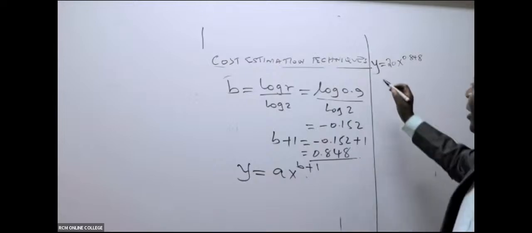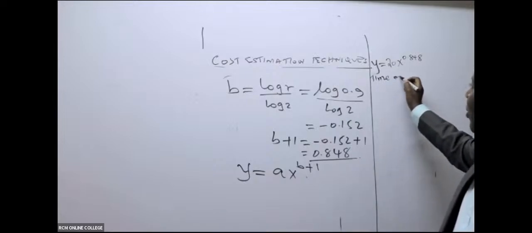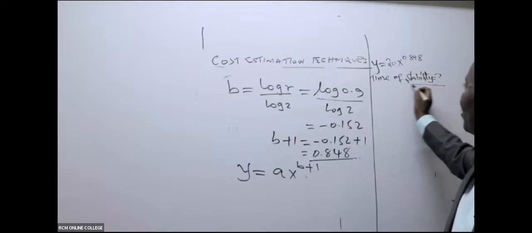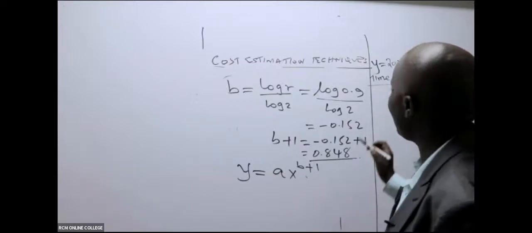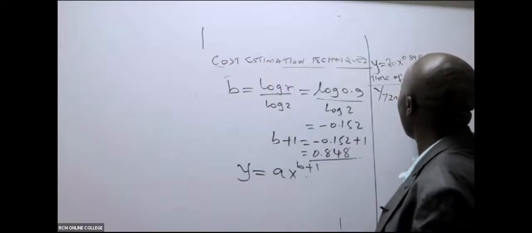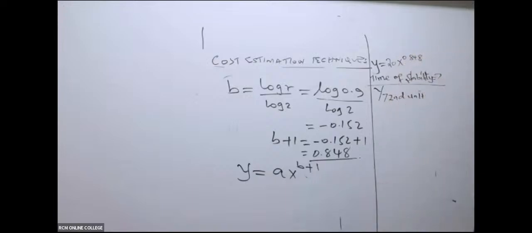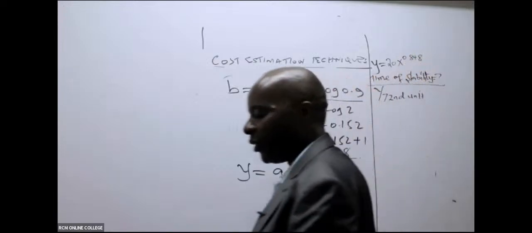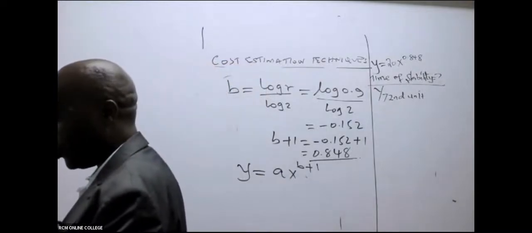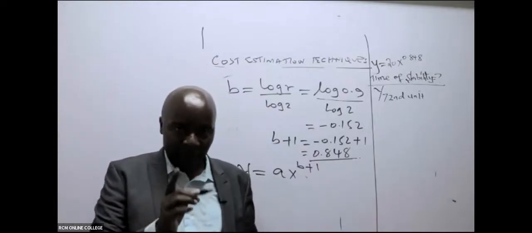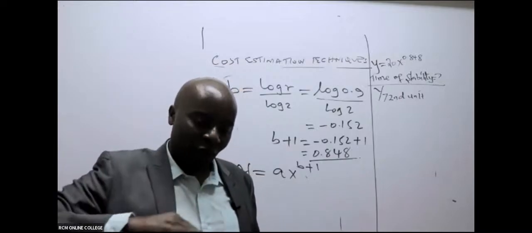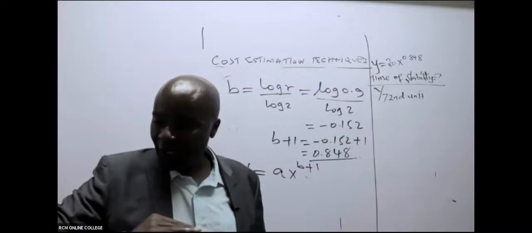And then they have given me the time of stability. Time of stability, this is the time for the 72nd unit. So is there somebody who is able to give me this time? Because they've told us that learning ceases on the 72nd unit. After that, no more learning. After that, flat. Everything is flat.